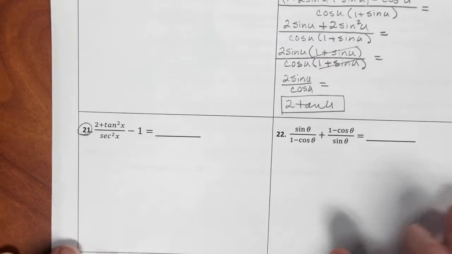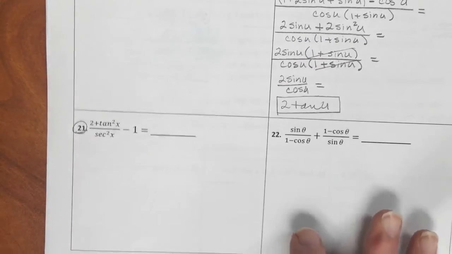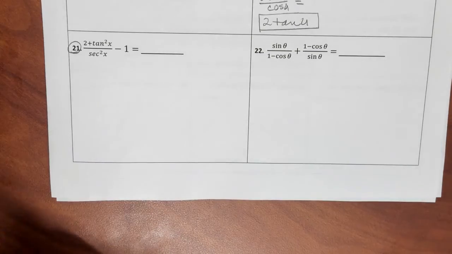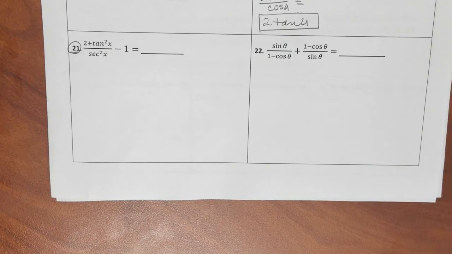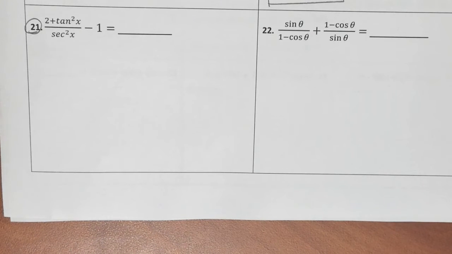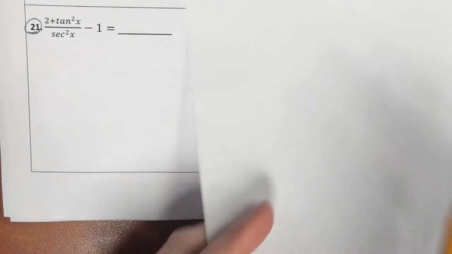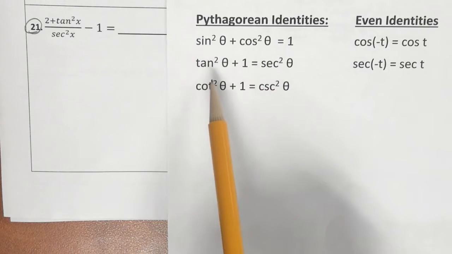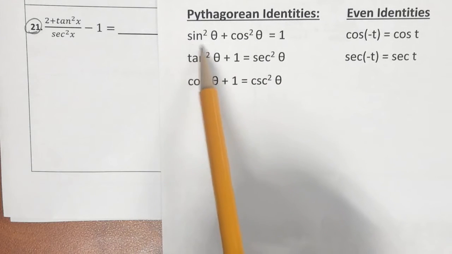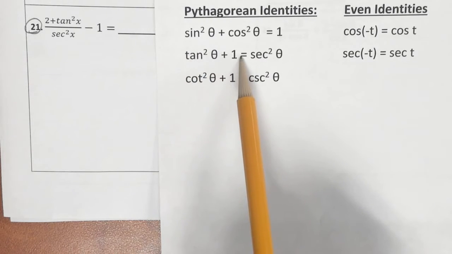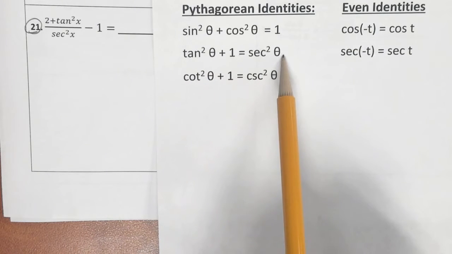All right, last one we're going to do together is number 21 here. Number 21 says that you've got 2 plus tangent squared over secant squared minus 1. Now this problem has some squares in it, and so you should have some little bells going off. Ding, ding, ding. You know what you're going to use, one of your Pythagoreans. Now, the Pythagorean here has tangent squared plus 1 is equal to secant squared.